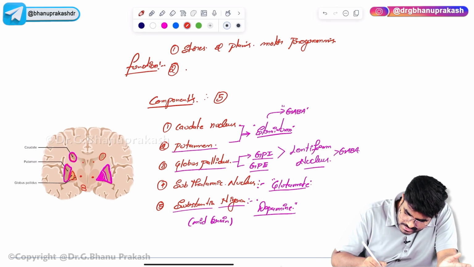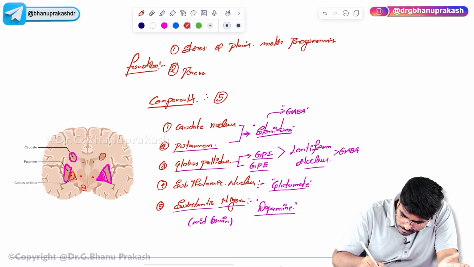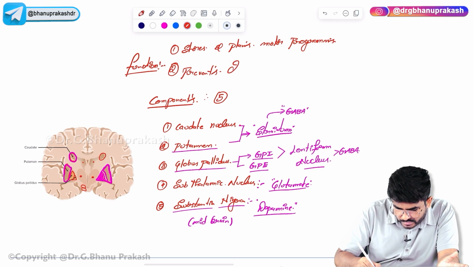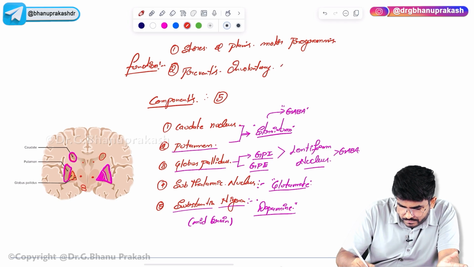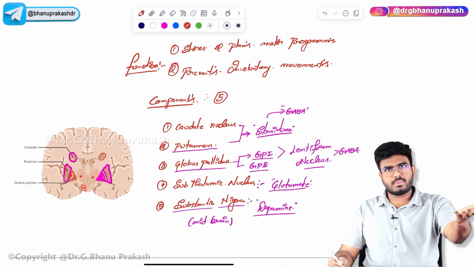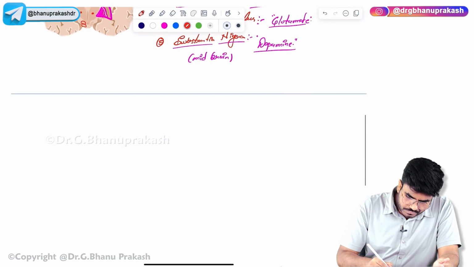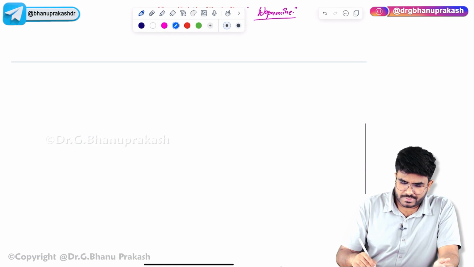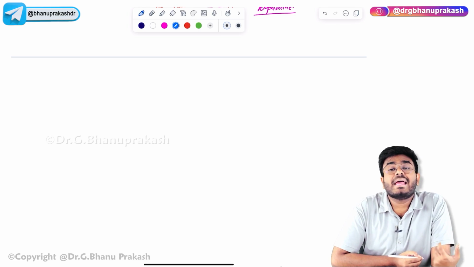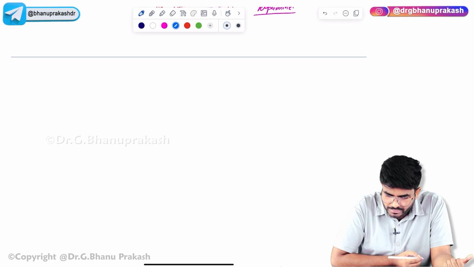So it prevents involuntary movements. Okay, it prevents the involuntary or unnecessary movements. Next, first of all, let me show you the circuits, how exactly movement occurs.